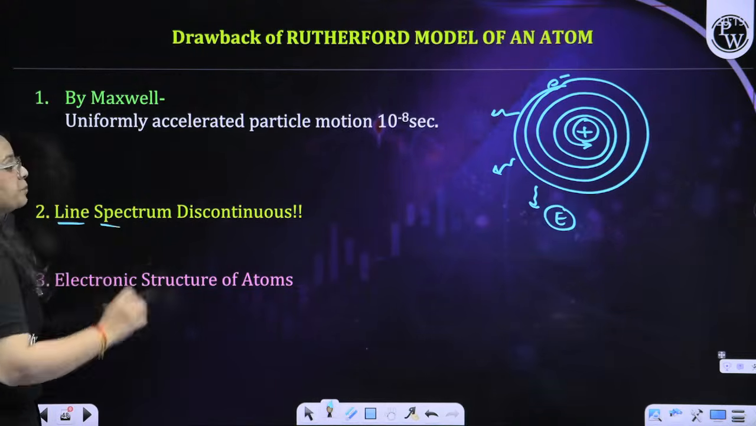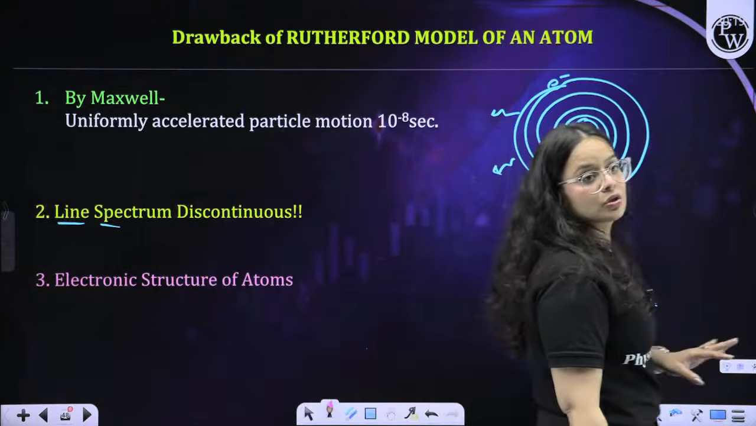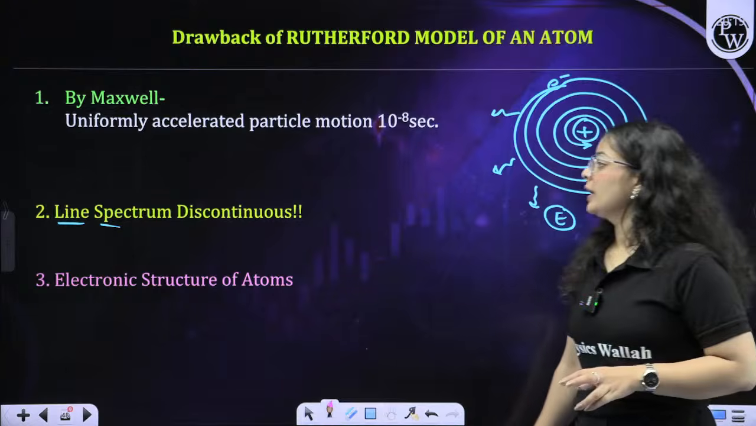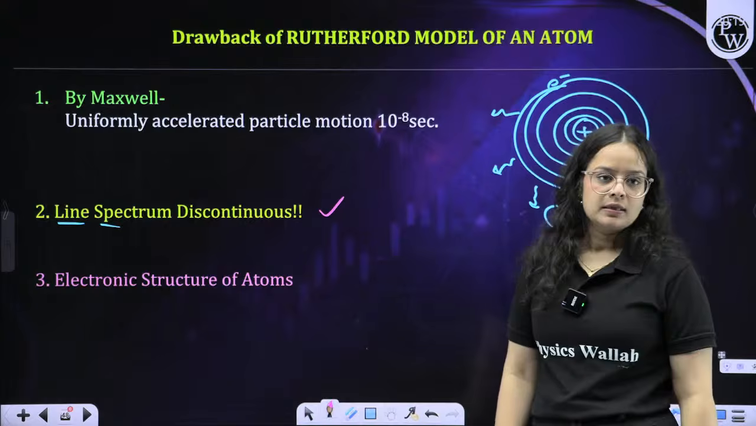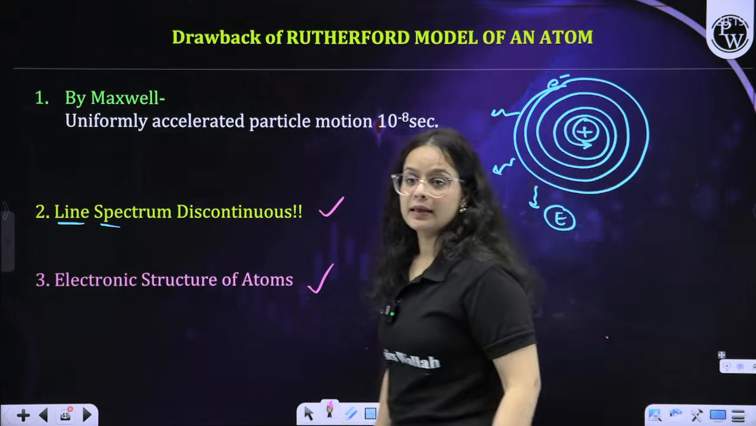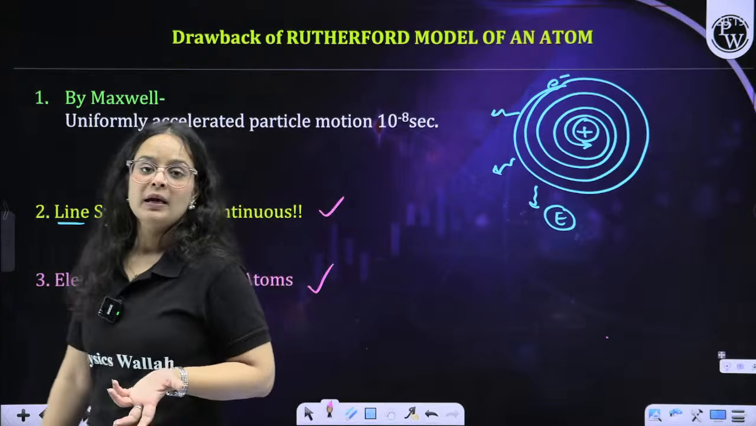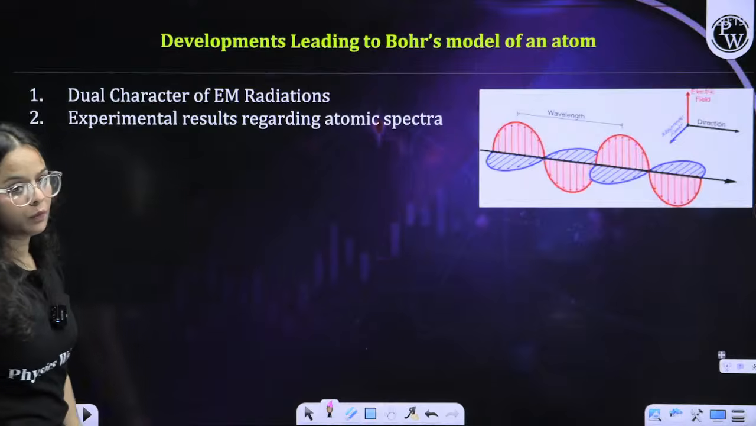Moving on, if the electron is emitting radiation continuously, the spectrum that we get should be continuous, but the line spectrum is discontinuous. How the electrons are distributed inside the atom was also not clarified by the Rutherford model of an atom.